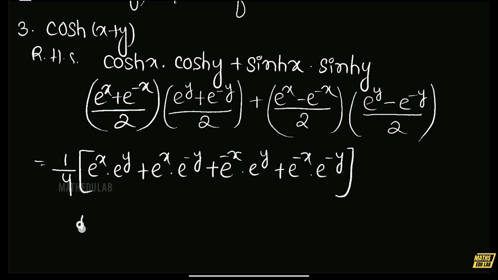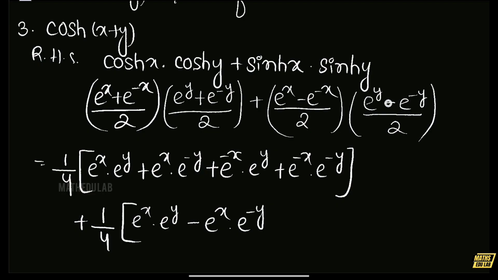Similarly, take the other part, 1 by 4. Again multiply this value with these two. So e to the power of x into e to the power of y, then minus e to the power of x into e to the power of minus y. Here positive and negative get multiplied and we get the negative value. Then this value will get multiplied with these two. So minus e to the power of minus x into e to the power of y. Then plus, so minus times minus is plus, e to the power of minus x into e to the power of minus y.